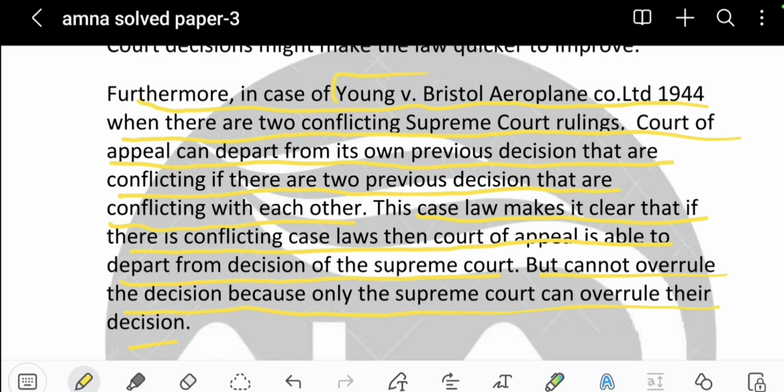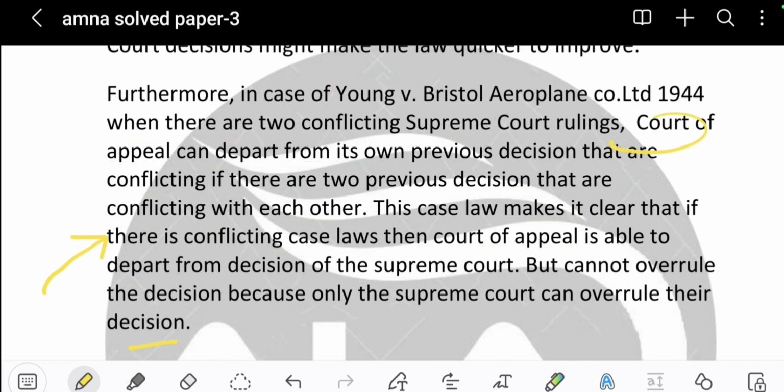Here I have mentioned Young versus Bristol Airplane Company Ltd 1944. Basically, this case law was also added in question 6A. Why had I added this again in this other question? Because I wanted to clarify that in this case, the Court of Appeal can depart from two conflicting cases. If there are two cases, then the Court of Appeal can choose any one of them and ignore the other case, the decision that is wrong.